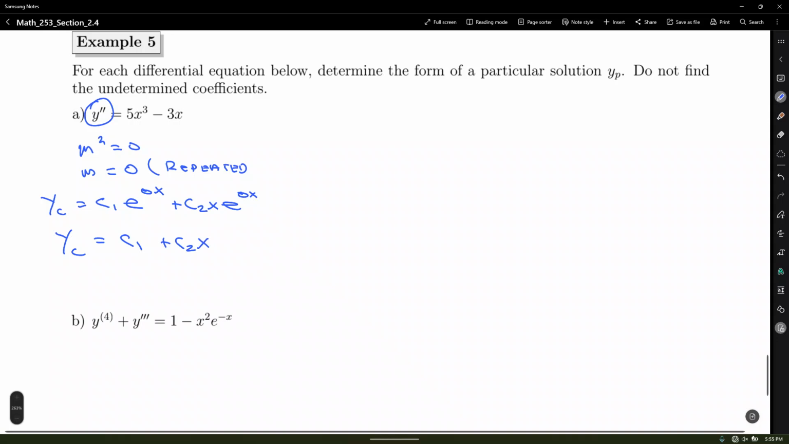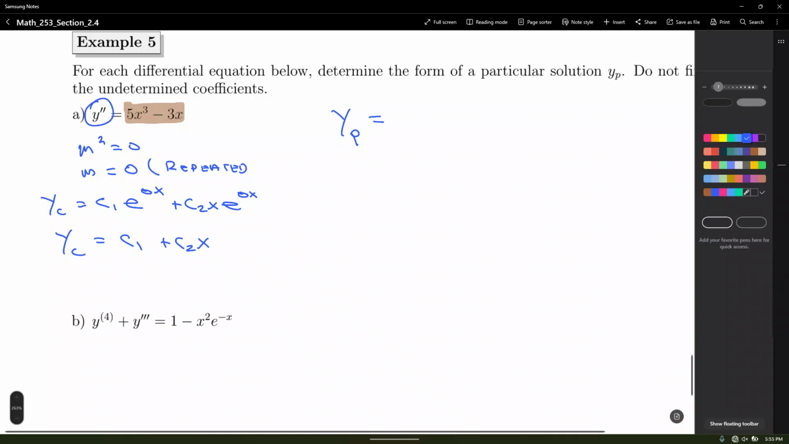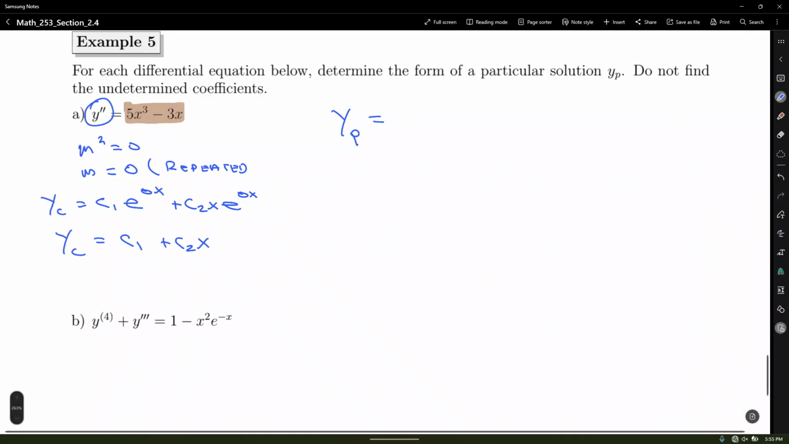All right, let's have a look at y sub p. Y sub p equals, well, what do we have on the right-hand side of the differential equation? Do you guys see the cubic polynomial? So we need a generic and complete cubic polynomial. Even though we don't have the quadratic term here, well, we have it. It has a coefficient 0. And we don't have the constant term, well, we have it. It's a 0. They're invisible. So we still need ax cubed plus bx squared plus cx plus d.